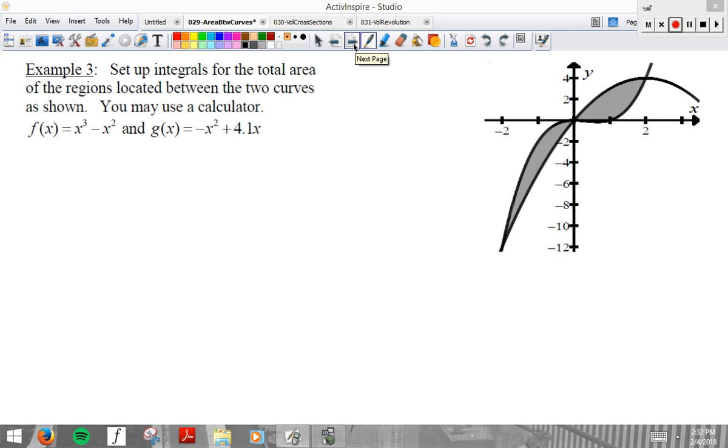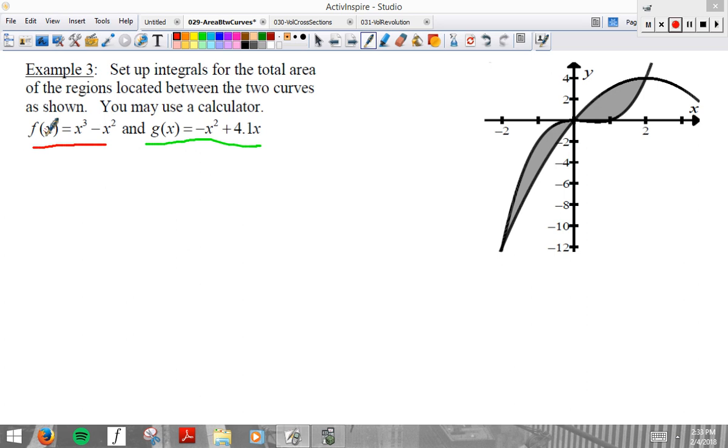Set up integrals for the total area of the regions located between the two curves as shown. You may use a calculator. Hooray. Now, before we use the calculator, let me be clear. You should be able to tell which function is which without the calculator. Which function is my red function? Which function is my green function? We also notice that both are functions of x. They both pass the vertical line test. So we don't have to worry about solving for y or anything.